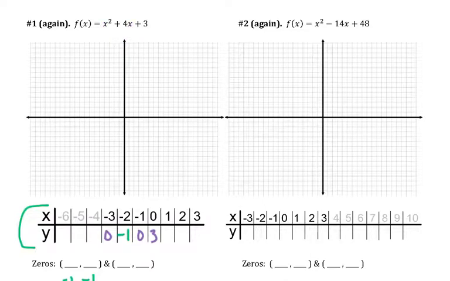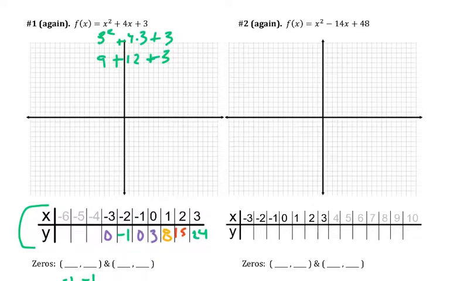The next piece, if I put in a 1 into each of these, I'm going to get 1 squared, which is 1, plus 4 times 1, which is 4, plus 3, so apparently 8. The next piece, if I plug in a 2, 2 squared is 4, 4 times 2 is 8, and 3, so 15. And then the last one is plugging in a 3, 3 squared is 9, plus 4 times 3, which is 12, plus 3, and so we get 24.